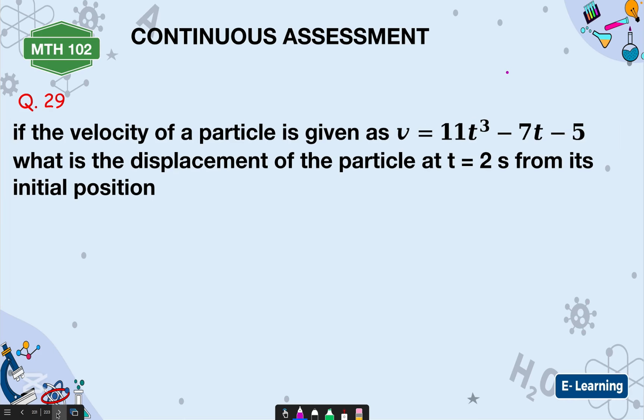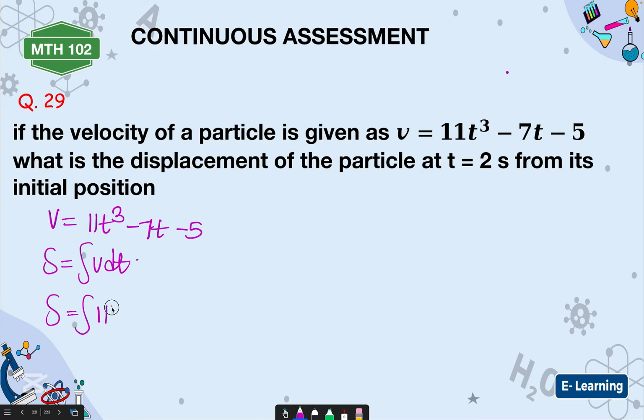The next one is, if the velocity of a particle is given as this, what is the displacement of the particle at t equals 2 seconds from its initial position? Now the velocity is given as 11t to the power of 3 minus 7t minus 5. Distance is the integral of velocity. The displacement is the integral of velocity.